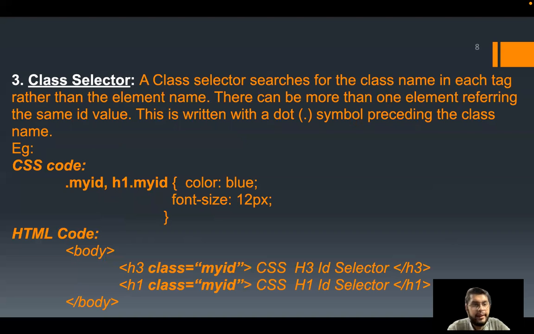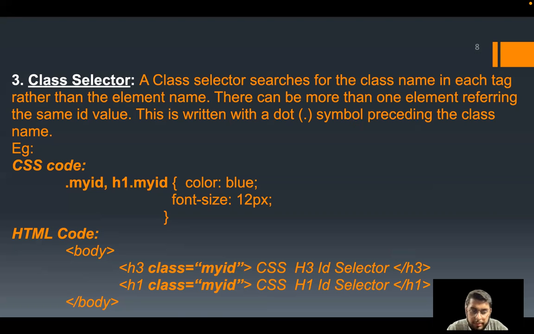Next up we have the class selector. The class selector searches for the class name in each tag rather than the element name. In the previous one, we were searching for ID. In this, we are searching for class. There can be more than one element referring to the same class value. This is written with a dot symbol preceding the class name. Let's quickly come to the code snippet part. It will be easier to understand than this definition, but I hope you got the basic idea.